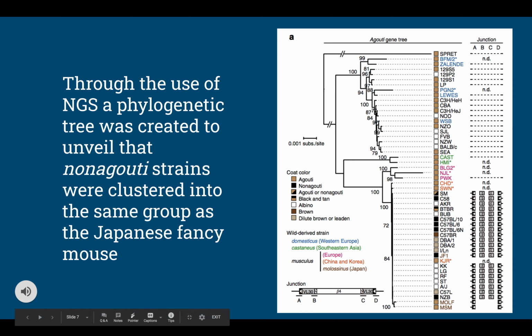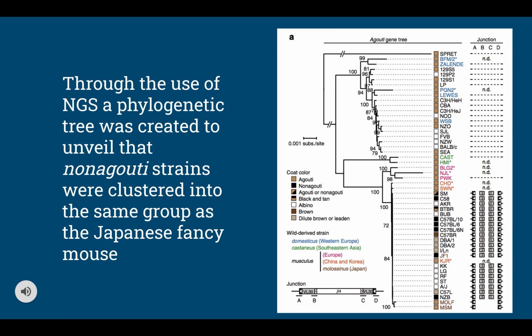Next-generation sequencing, NGS, was used to create a phylogenetic tree for the results. In the experiment, they analyzed the evolutionary relationships between the alleles of the agouti gene in inbred lab mice and wild mouse populations to determine where the non-agouti mutation occurred.